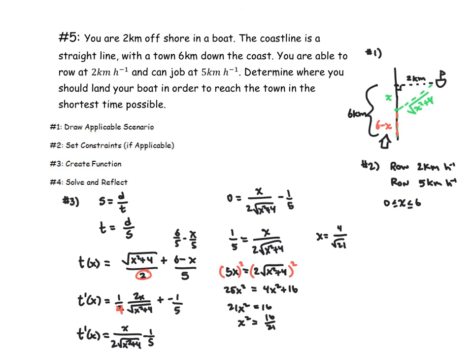So in this case, x equaling 4 over root 21 will be the distance that I want to aim for downstream from my boat to head toward, thus minimizing the time that I would spend traveling to the town. And the town probably has an awesome gym that I'm looking for, right? So that actually ends up being, to 3 sig figs, 0.873 kilometers down the shoreline.